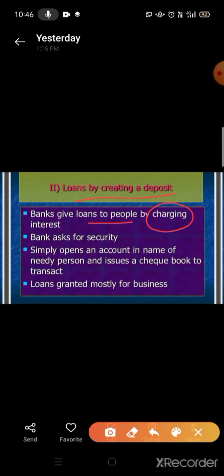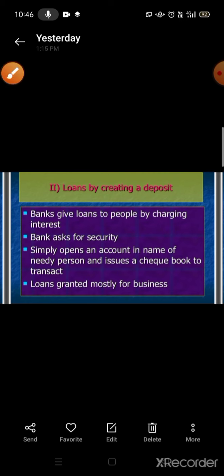Second is loans by creating a deposit. Here the bank gives loans to people by charging interest. The bank asks for security, then simply opens an account in the name of the needy person and issues a checkbook to transact. Loans are granted mostly for business. So this is the function of advancing loans.